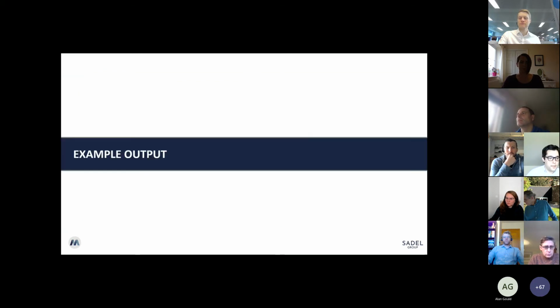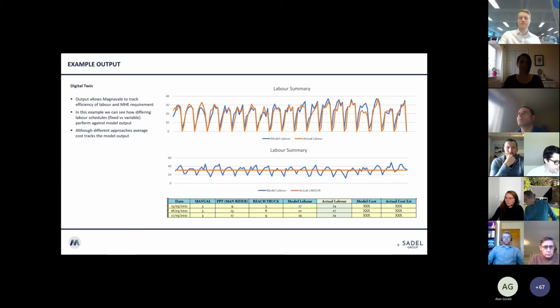Next, we have some example output from the digital twin. This shows actual labour versus the labour requirement modelled by the digital twin. So here we can see there's 2 different facilities. One is operating a fixed shift pattern and the other variable. The digital twin allowed us to see that each approach was roughly in line with the output predicted by the digital twin. The digital twin is also used to model equipment required, such as reach trucks, forklifts and PPTs.